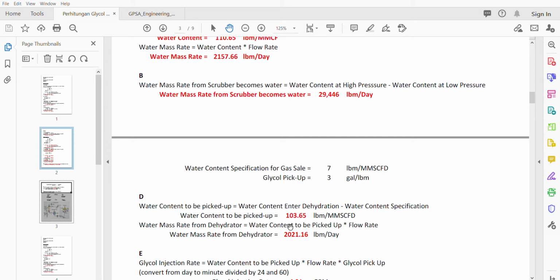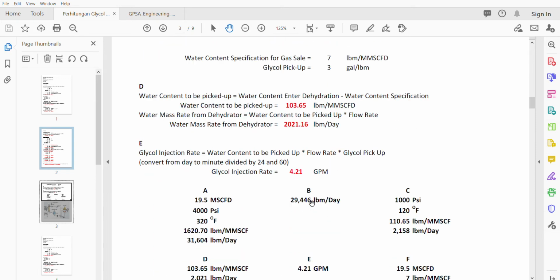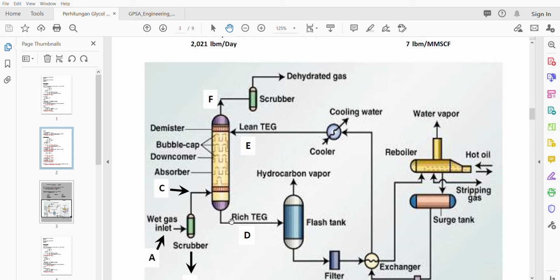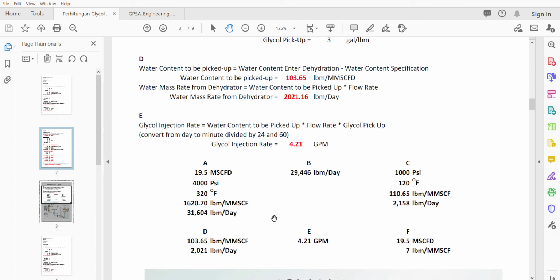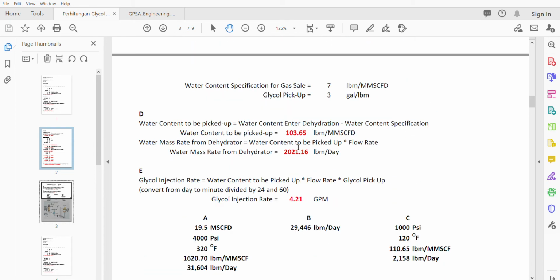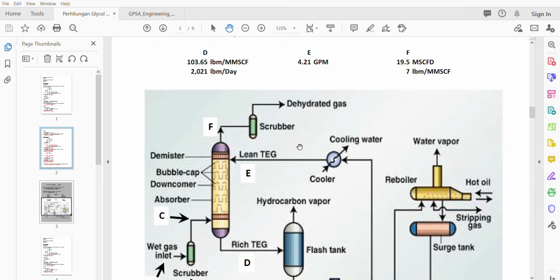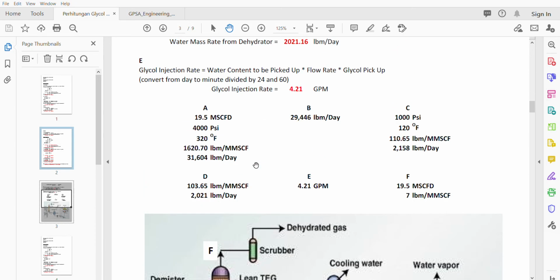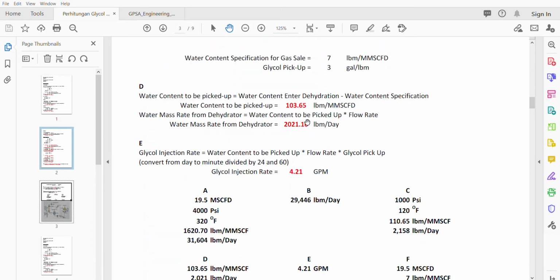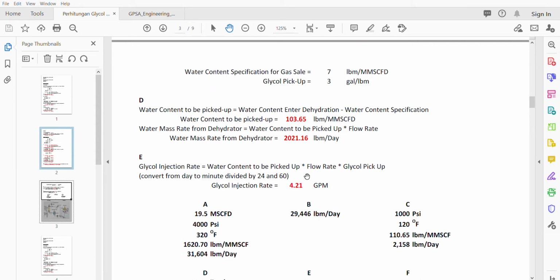So this one is D. With this one we get rid of the D coming up here. So actually the D is the rich glycol, the water that is going down there, plus the one that we injected here, so plus the glycol injection. So basically the glycol injection is just the water content to be picked up. This is glycol injection, water content to be picked up.